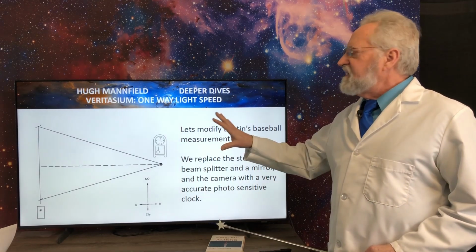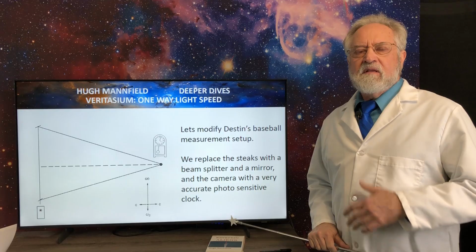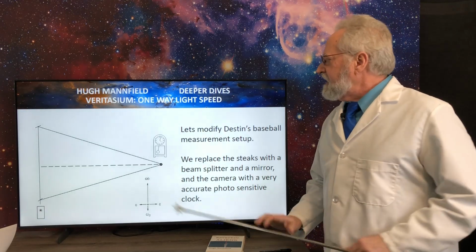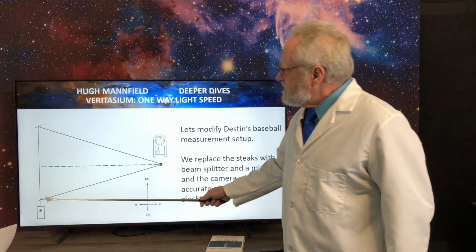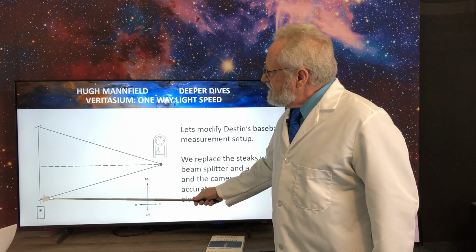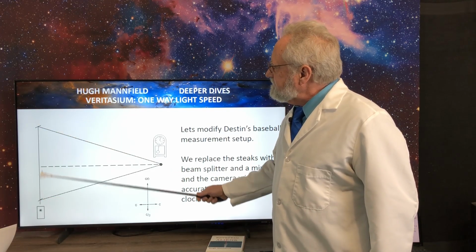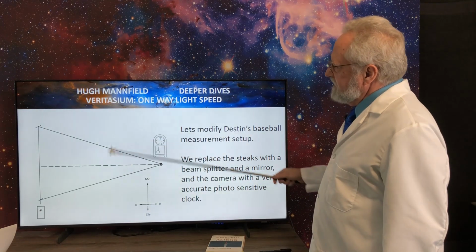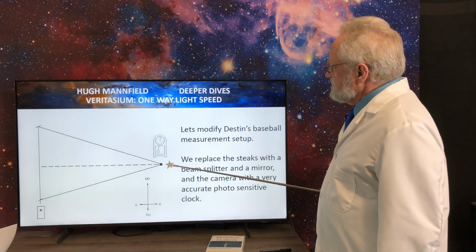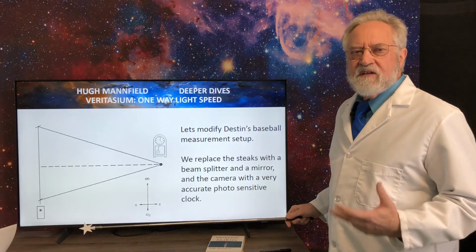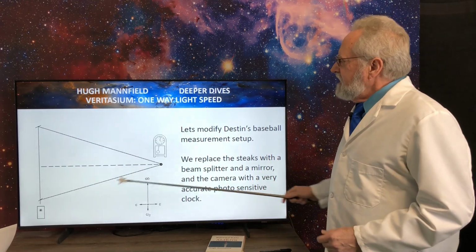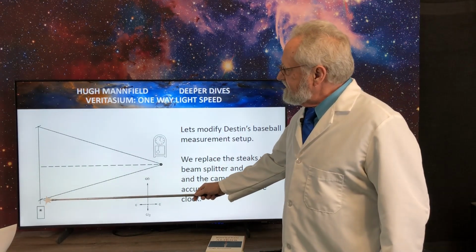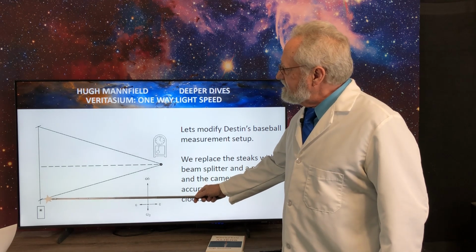Now, if we modify Destin's supersonic baseball setup, and instead of the stakes, we have a beam splitter and a mirror of a known distance apart, and then downrange with equal length legs, we set up our receiver where we have a very accurate clock, and we send out a pulse of laser light, and it is split.